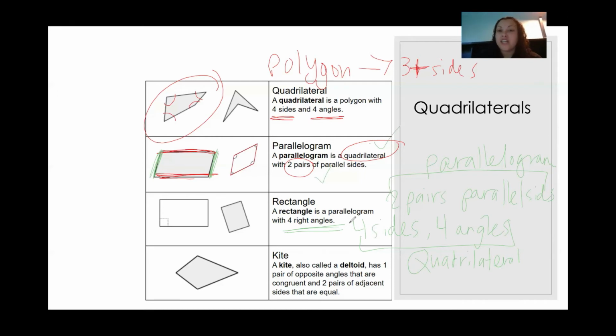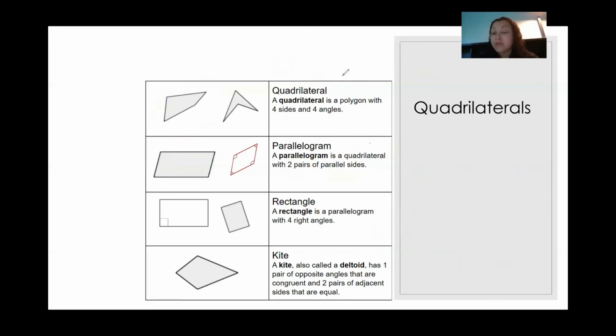Then we have something called a kite. A kite, or sometimes it's called a deltoid, has one pair of opposite angles that are congruent. Again, opposite angles that are equal to each other. So if we see here, these two angles are equal to each other. They also have two pairs of adjacent sides that are equal. So two pairs of adjacent sides.